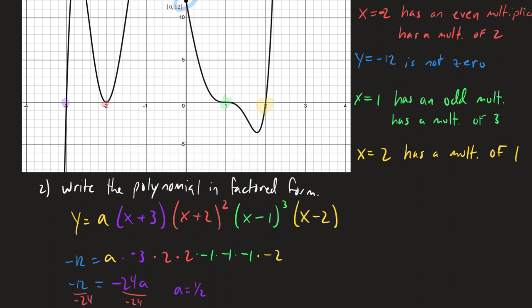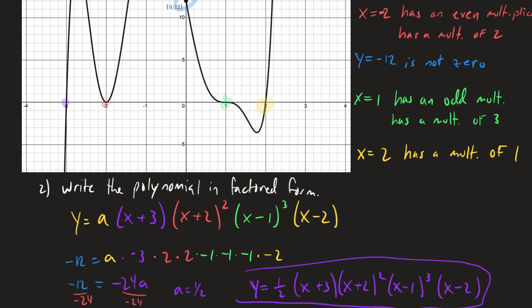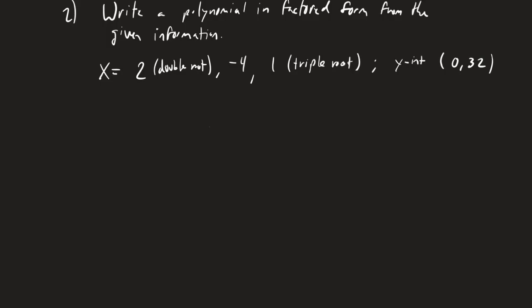So in factored form, I'd have y equals 1/2 times x plus 3 times x plus 2 squared times x minus 1 cubed times x minus 2. And if you were to type all that into Desmos, you would actually see the graph that we were looking at there. So that's how you find a. We talked about that in, I think, section 8.2. So, alrighty, let's look at a different problem.